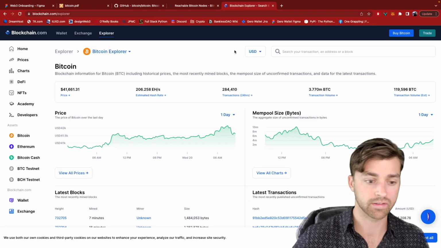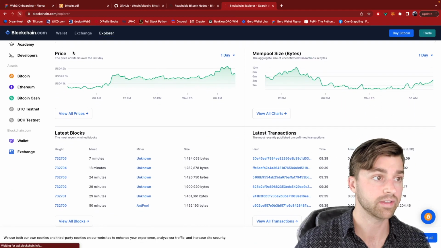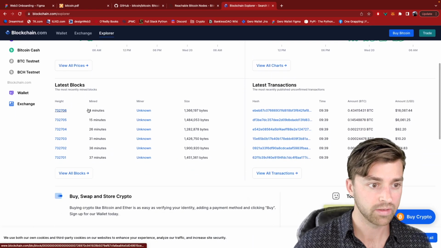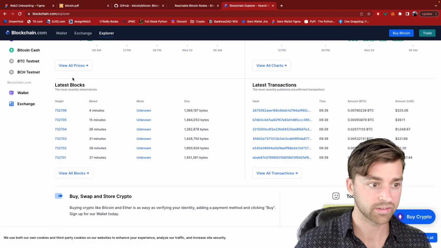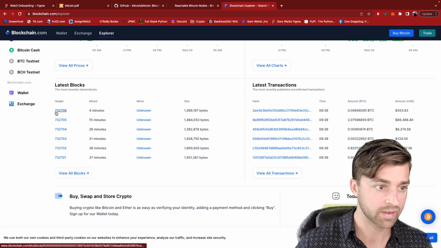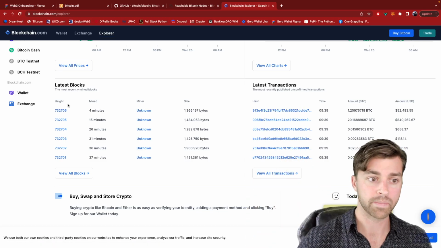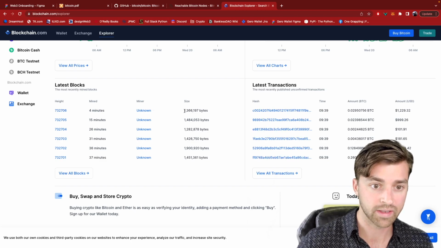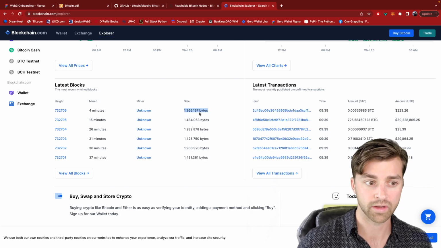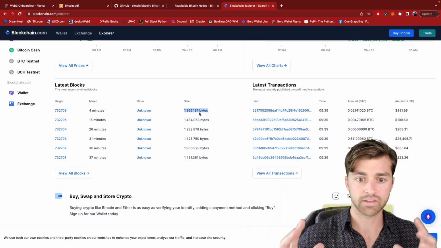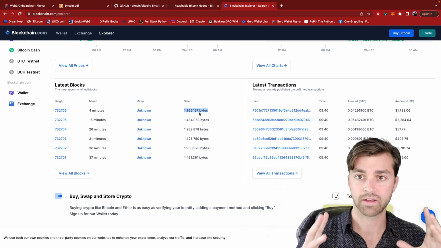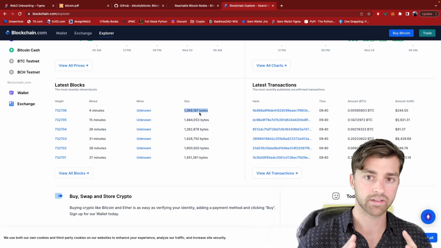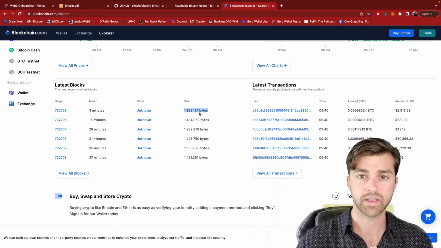So a blockchain is a data store, and we can see here on this block explorer of Bitcoin all of the blocks that are coming in. So right now Bitcoin is at a block height of 732,706 blocks. Roughly every 10 minutes, a new block is created, and you can see that each block is about 1.4 million bytes worth of information. It is a data store. That is what a blockchain is.